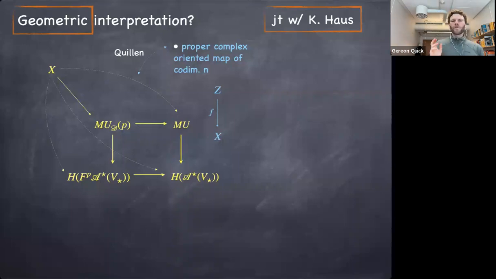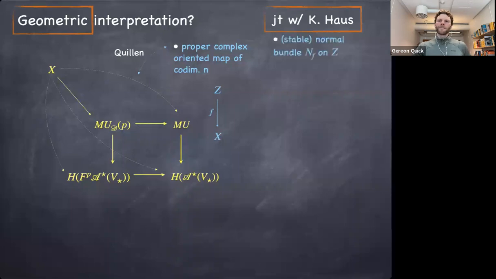But in fact, for most of what I'm going to say now, it actually doesn't have to. But let's say X is a complex manifold, but Z definitely doesn't have to be. It's only weakly complex, which means that there's a complex structure on the tangent bundle. But in general, it's not itself a complex manifold.